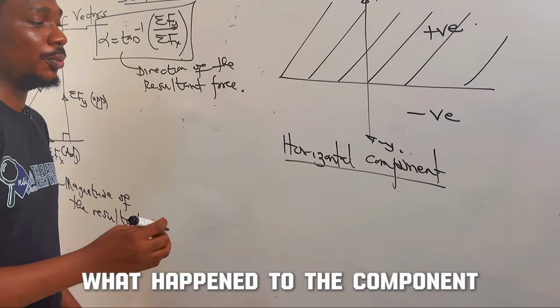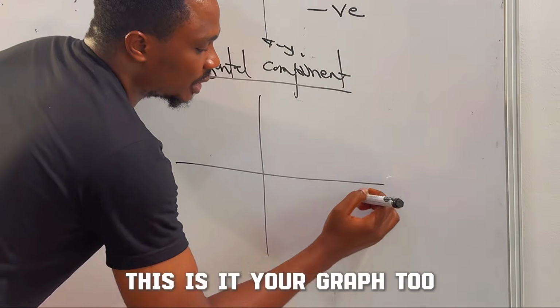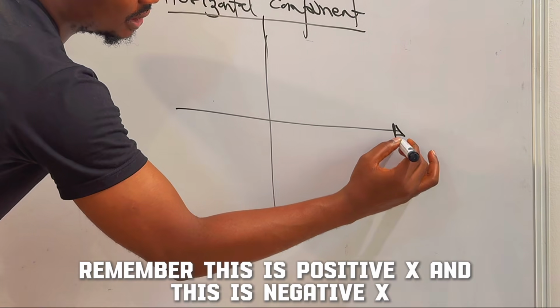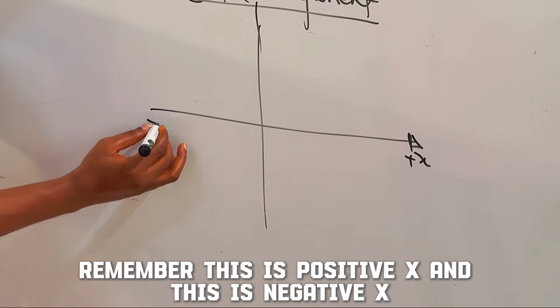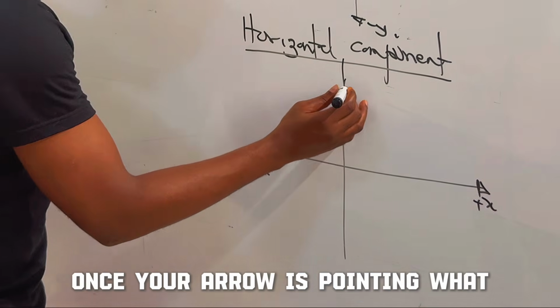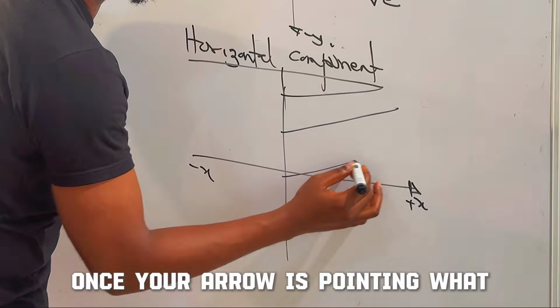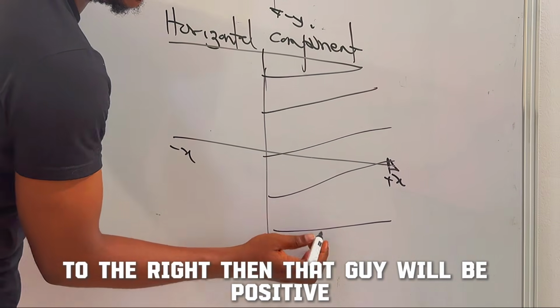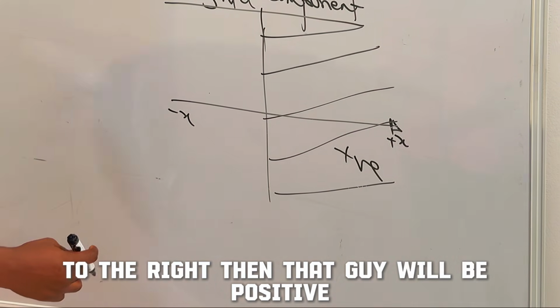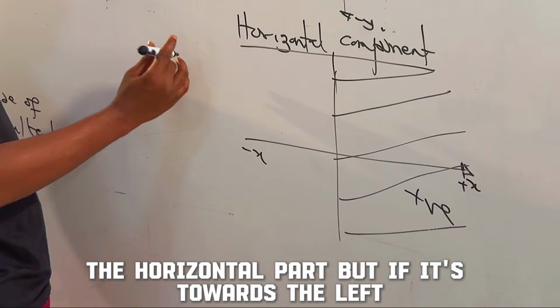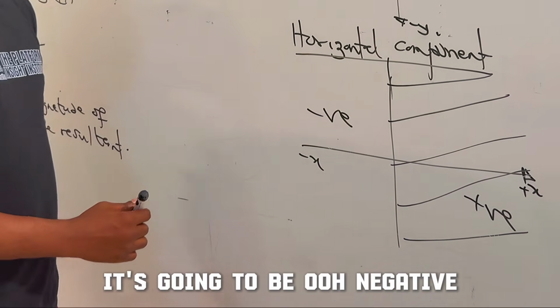what happens with the horizontal component? This is it. Your graph too. Remember, this is positive x and this is negative x. Once your arrow is pointing to the right, then the horizontal part will be positive. But if it is towards the left, it's going to be negative.